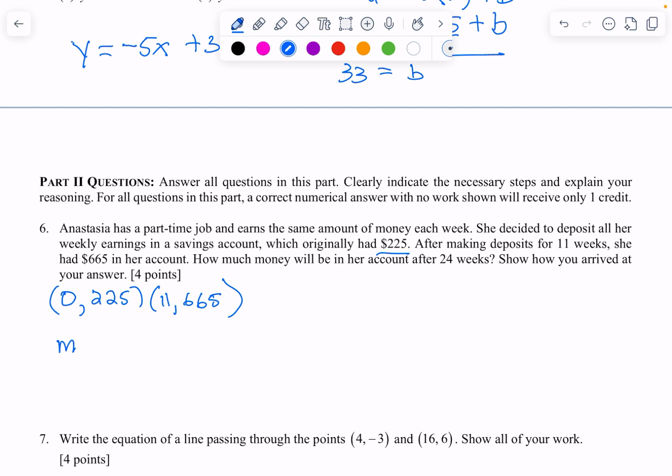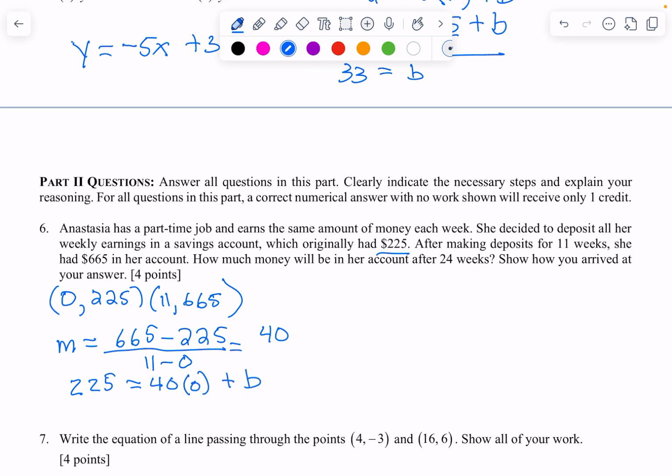Okay, so we can run through the steps. First thing we want to do is find the slope. The slope is the change in y, 665 minus 225, over 11 minus 0. And this becomes 40. Now that we know that, we can put this into y equals mx plus b. So I'm going to use 0 and 225 because that's the easier one. 225 is equal to 40, the x is 0, plus b. So 225 is equal to, this becomes 0. So that's what b is.